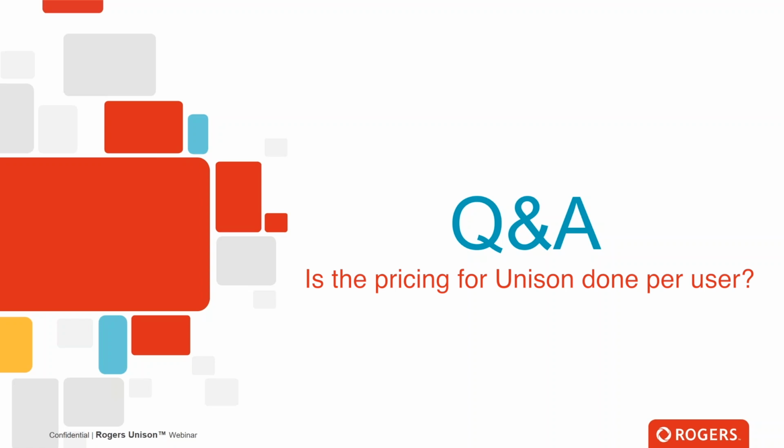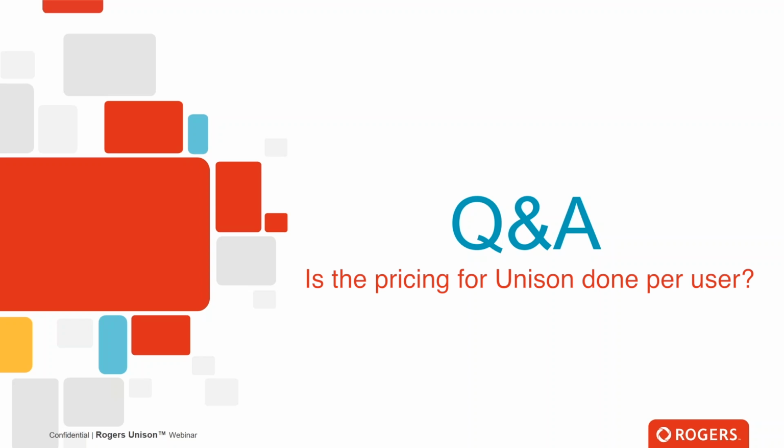But keeping the momentum going here, the pricing for Unison, is it done per user? A few people are asking about that. Yeah, traditionally when you're getting into cloud services, you're moving from a CapEx model to an OpEx model because you're no longer procuring and owning and managing infrastructure and hardware and licensing.